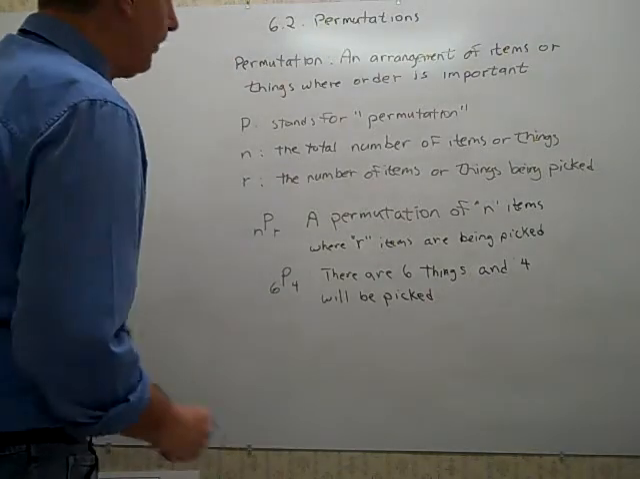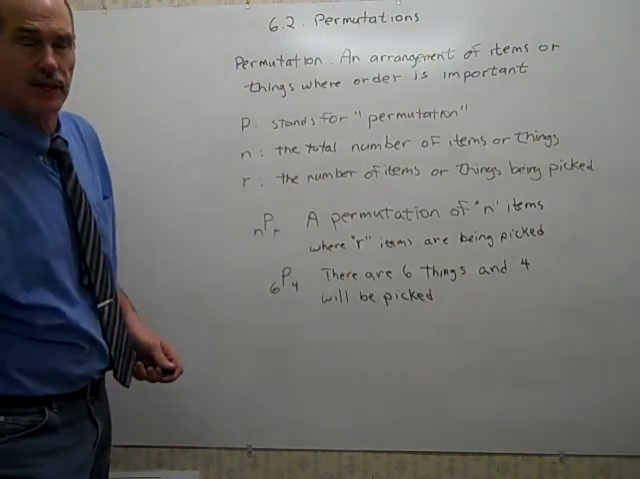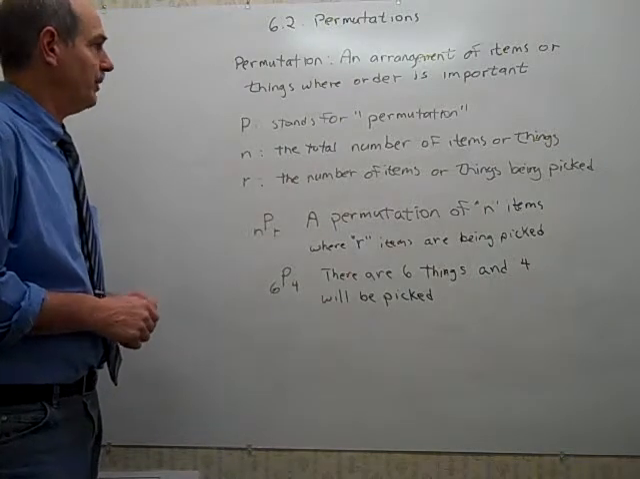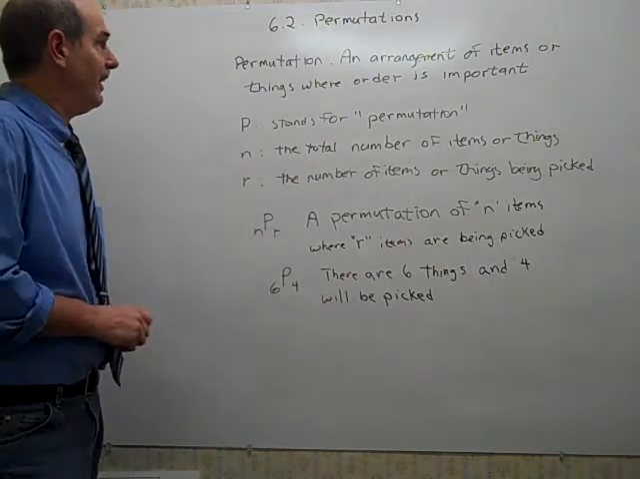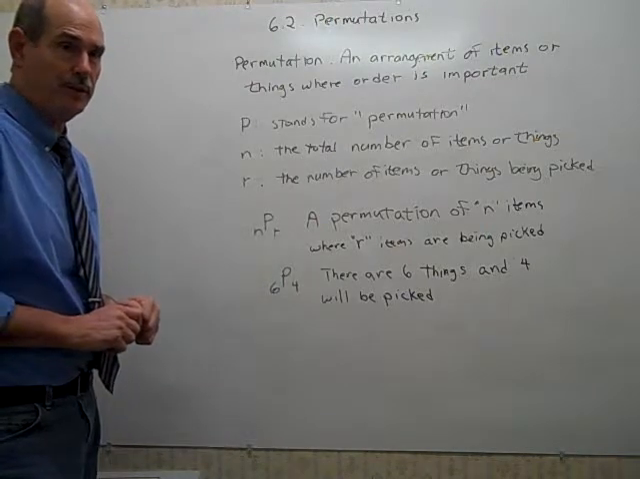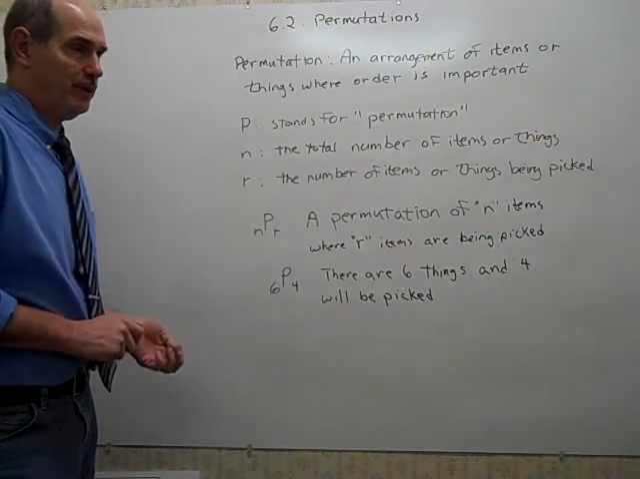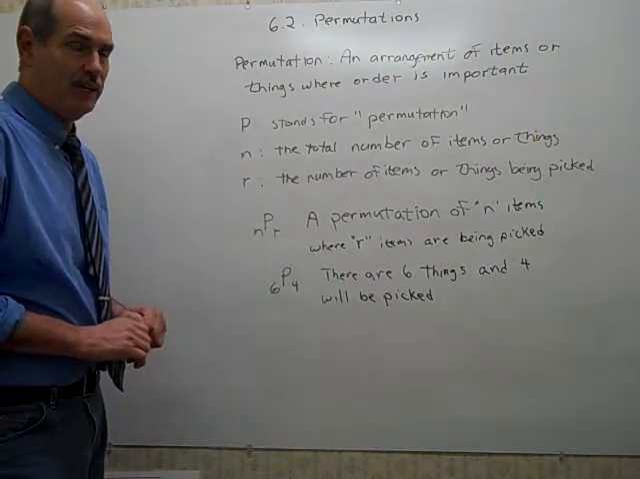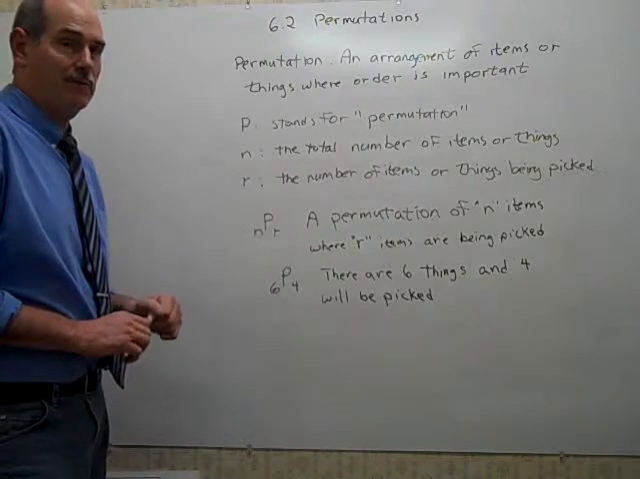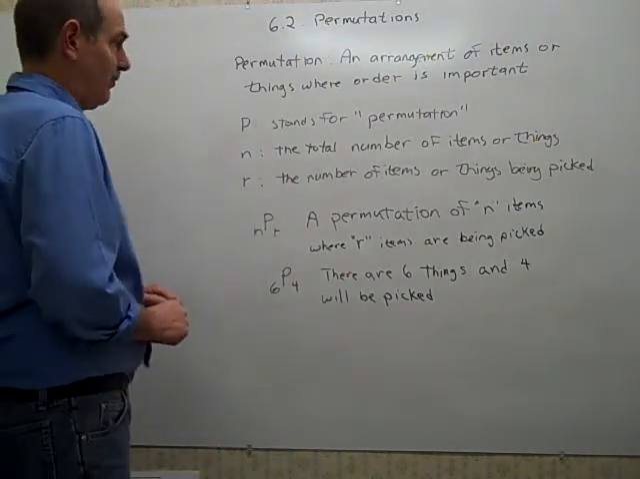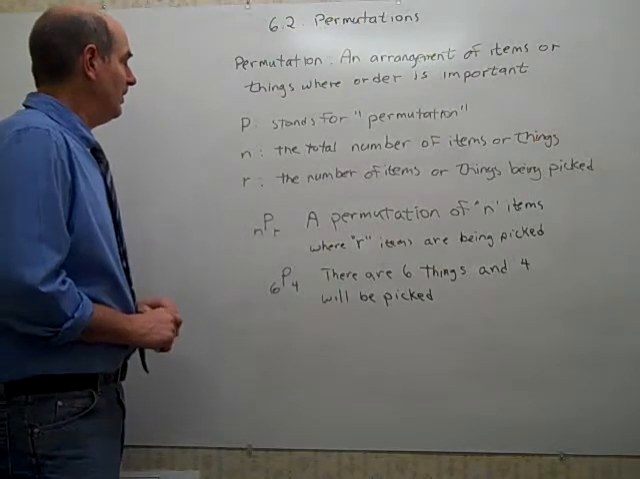This lesson's on permutations. It's from chapter 6, lesson 2. A permutation is an arrangement of items where the order is important. You have to be able to count how many ways you can do something when you're doing probability, since probability is the number of ways you want something to happen compared to the number of ways it can happen. You have to count the number of ways that something can happen in order to figure out the probability that it actually will happen the way you want it to.